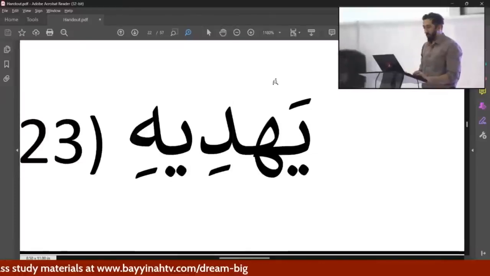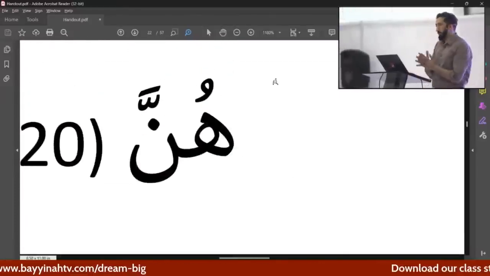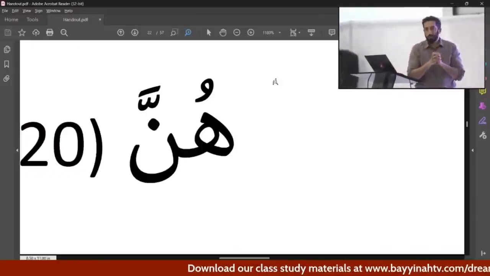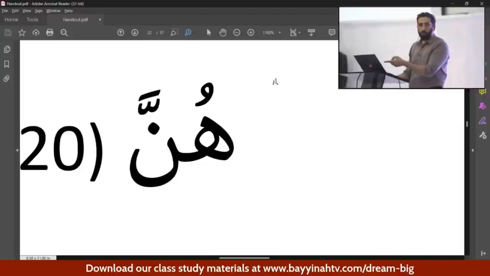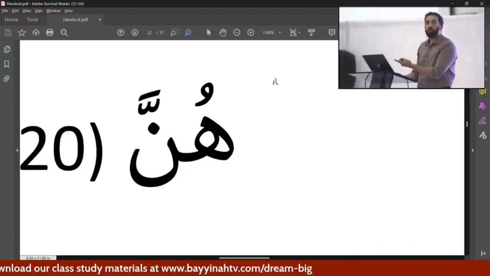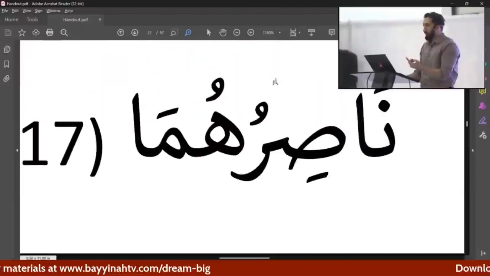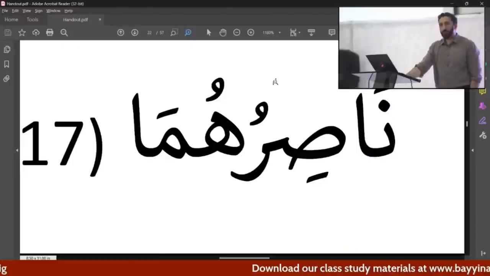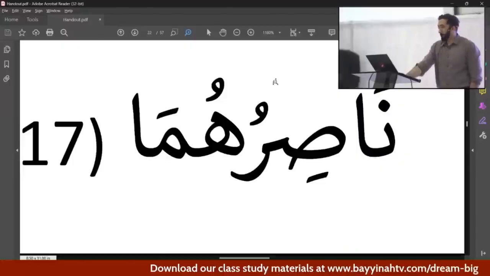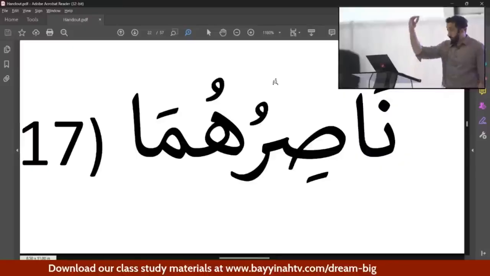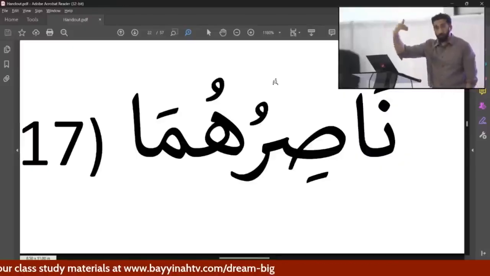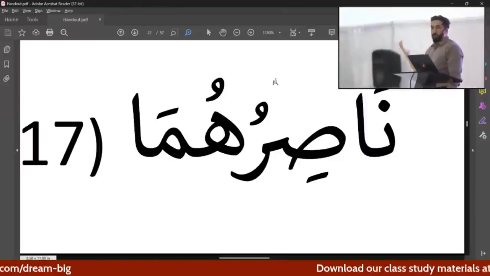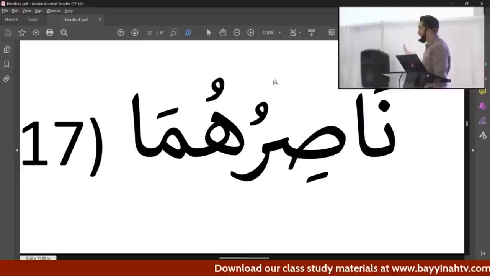As you shall soon see. Hunna. What does it mean? Let's finish this practice. Them ladies. Rafa, nasab or jar? Why? Independent. Nasiruhuma. Attached. Could be nasab or jar. What does it mean? Well, first questions first. Where does it come from? What does it mean? What is the status? What's the first question? So what's the answer? Where does it come from? Huma.